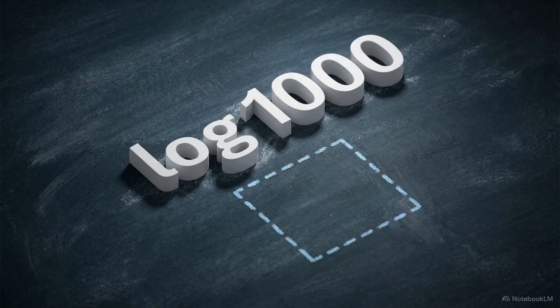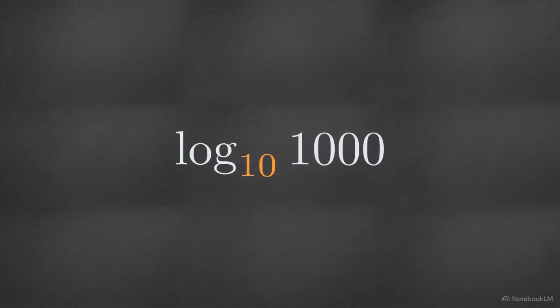We have our single term, log 1,000, but it might look incomplete. There is no base written at the bottom of the log. In WAEC and JAMB mathematics, when a base is absent, we use the invisible base rule. A logarithm without a specified base is always a common logarithm, which means it has a base of 10.